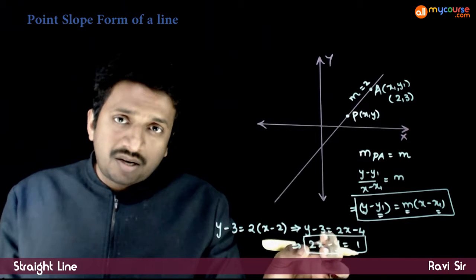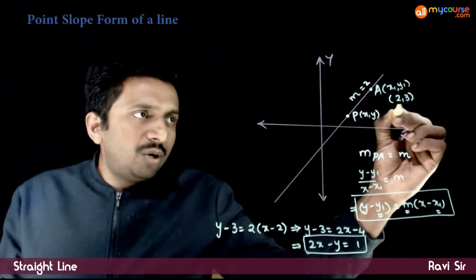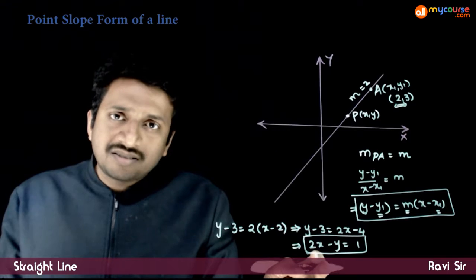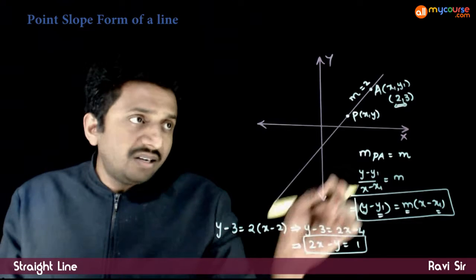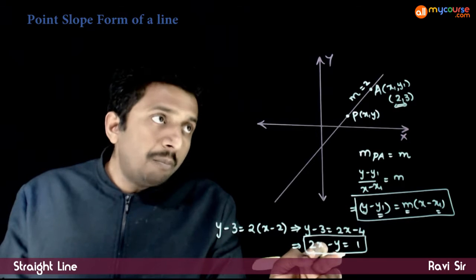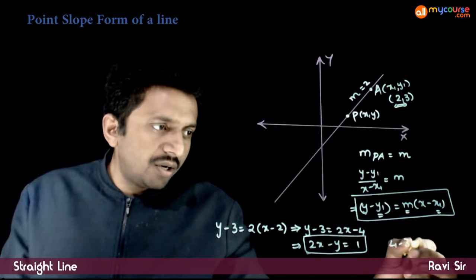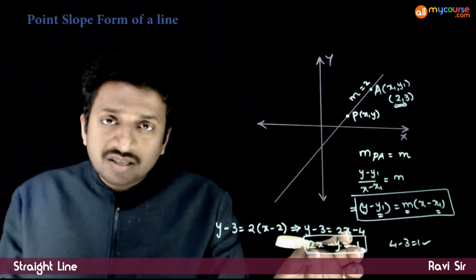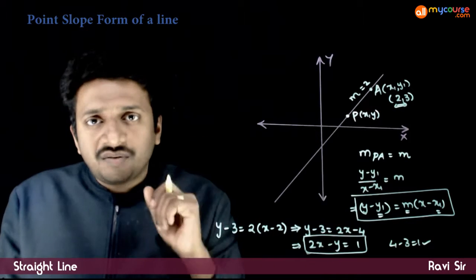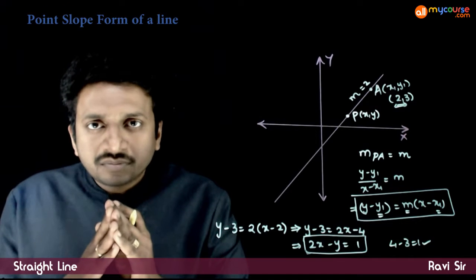To cross check whether we have got it correctly or not, you can just substitute the point 2, 3 in this equation and see whether this equation is working or not. So 2 into 2, 4 minus 3 is equal to 1. So 4 minus 3 is equal to 1, which is true. So this line satisfies the given point, hence there's a good chance that it is correct.